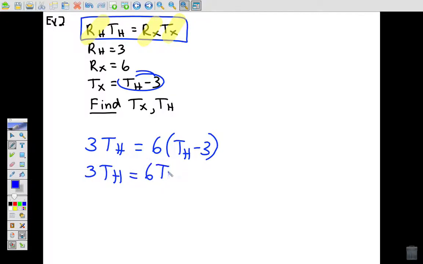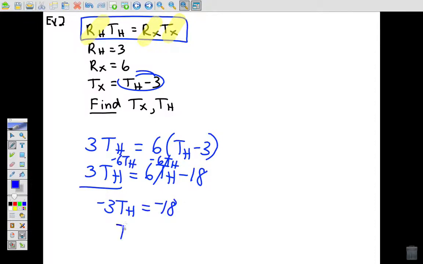Distribute. Get all the TH's on one side, that's all I have over here, so I'm going to pick on the 6, so I'm going to subtract 6TH. These cancel. I have a negative 3 TH equals a negative 18. Now end it off by dividing by a negative 3, and I get 6. So TH is 6.